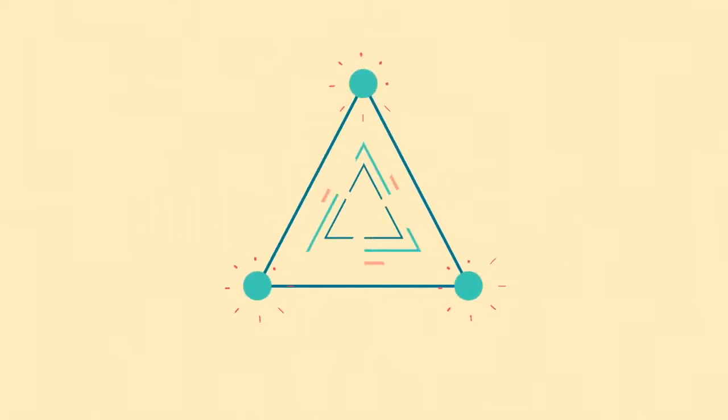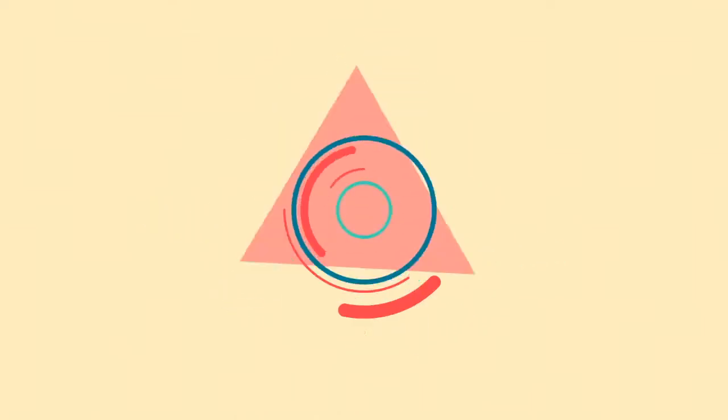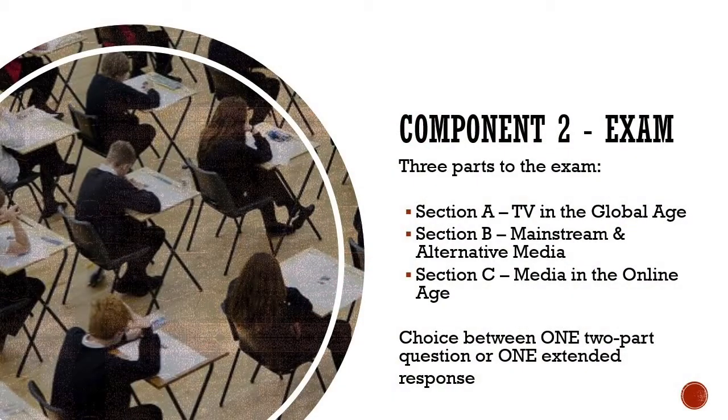In the exam itself, you'll find that it's in 3 parts and is worth 90 marks. Section A, worth 30 marks, is TV in the global age. Section B, mainstream and alternative media, also worth 30 marks. And section C, media and the online age, also worth 30 marks. And in each of those sections you will have the option to either answer one 2-part question or one extended response question.